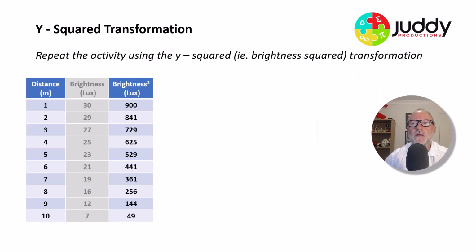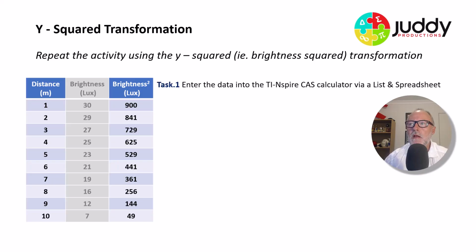Let's now repeat the activity using the y-squared, that is the brightness squared transformation. So you'll see the table in front of you has the brightness in lux grayed out or shadowed out, and we'll replace that with the brightness squared. So we'll repeat the same process using the TI-CAS calculator as we did with the original data. That is, we'll enter the data into a list and spreadsheet.